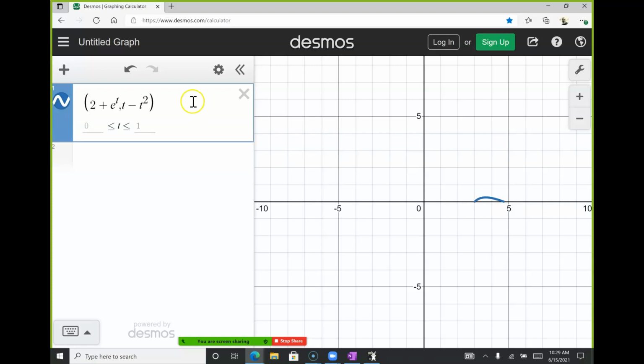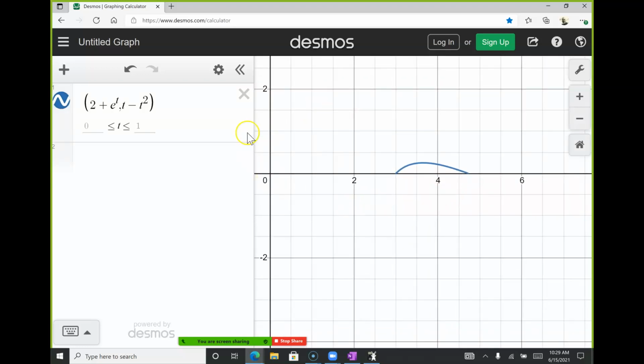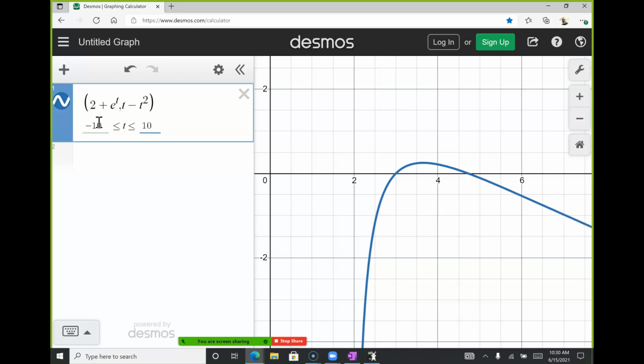And it looks like I just have this little bump here in the ground. I like doing things like minus 10 to 10. So that shows me a little bit more for sure. And then that shows me more. And you can see I simply want the area under the curve there.